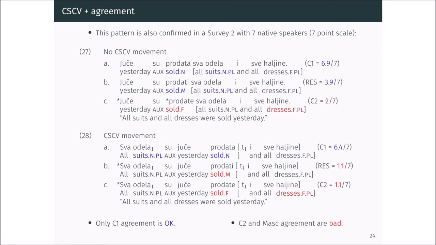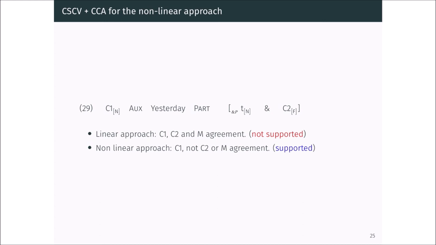This result is also confirmed in survey 2 with 7 native speakers on a 7-point scale. Here again, these are baseline sentences where this is the C1 agreement, very high, resolved agreement, still acceptable, C2 agreement, bad. And in a sentence with CSCV movement, C1 stays acceptable, resolved agreement is not acceptable, and C2 remains not acceptable. So this fact supports the nonlinear approach because the nonlinear approach predicts that only C1 agreement is available, and it does not support the linear approach, which predicts all three strategies to be available.